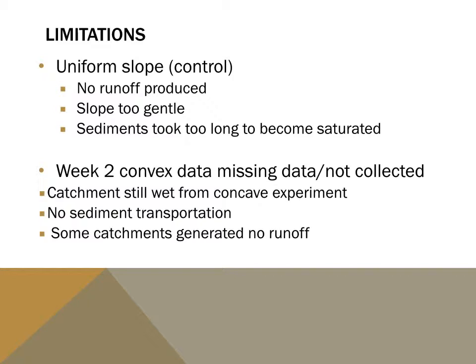We found that there were several limitations to our report. For instance, the uniform slope conducted in week 1 produced no runoff, as we believed the slope was too gentle, and therefore sediments took too long to become saturated. This meant that this catchment could no longer act as our control. In week 2, there was missing convex data. This could be due to the catchment still being wet from the previous concave experiment, and therefore there was no sediment transportation, and some catchments generated no runoff.